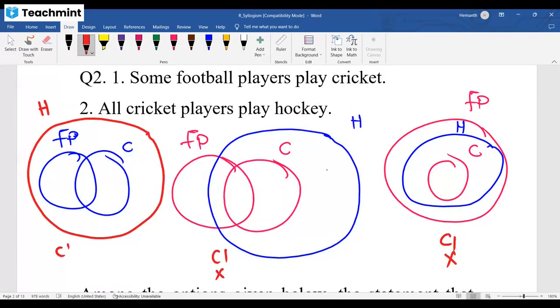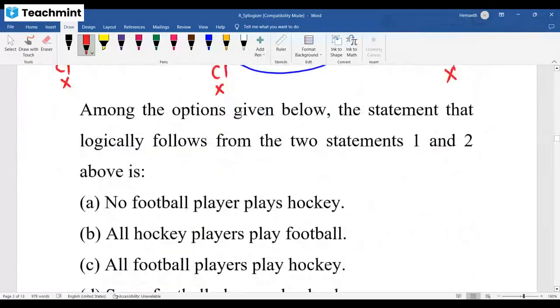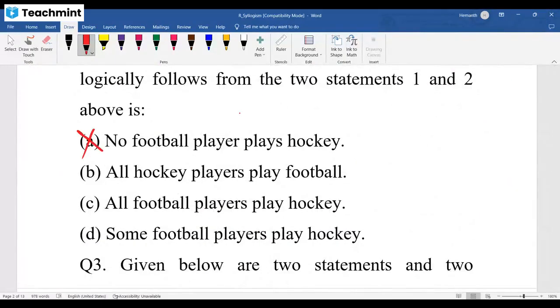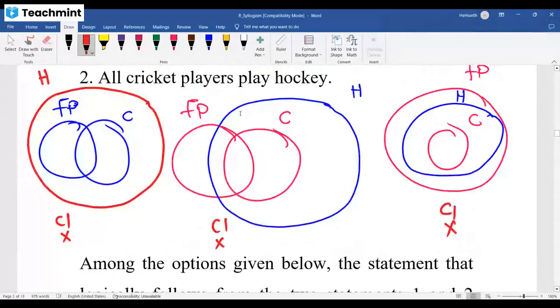You already have a handout. I'm not displaying both here. You have a handout, use it. So the first one is false. Second one: all hockey players play football. Okay. All hockey players play football. False here, but true here.